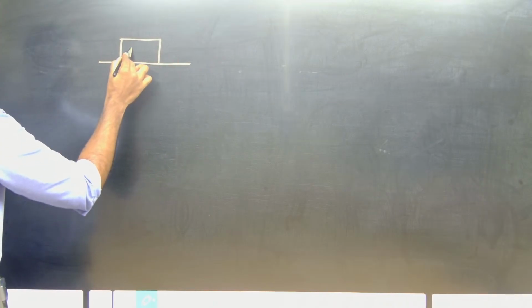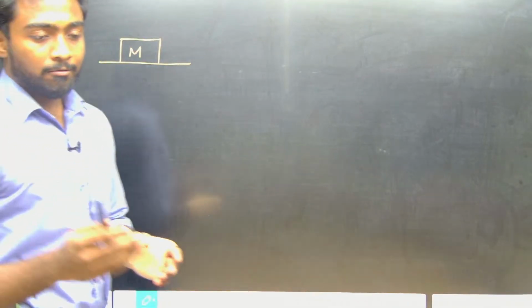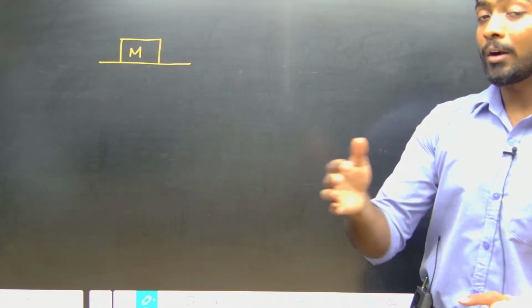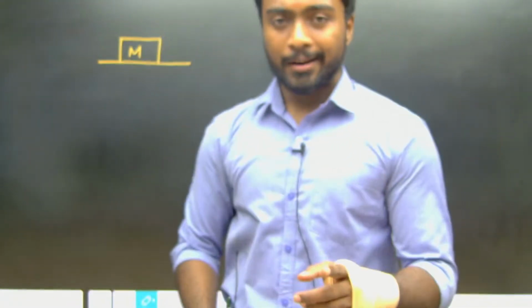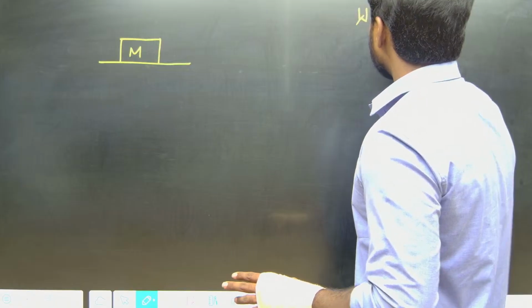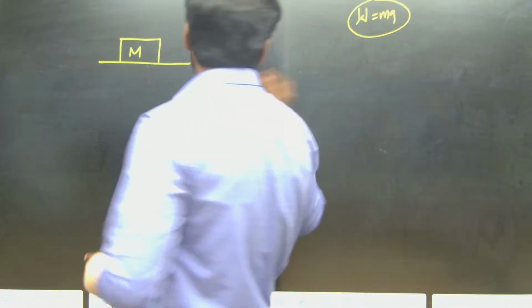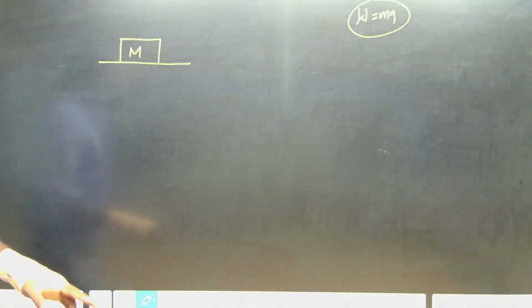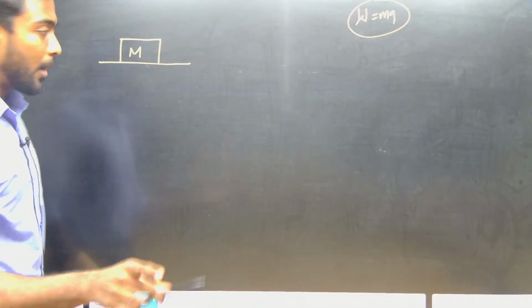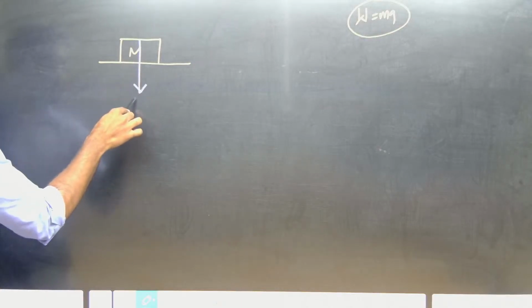So this is my M. So what is weight? Weight depends upon the gravity, and gravity always acts towards down, right? Weight is nothing but W is equals to mg. This is my formula for the weight, and it depends upon the gravity. So I can say that it always acts towards down. So this is my mg.